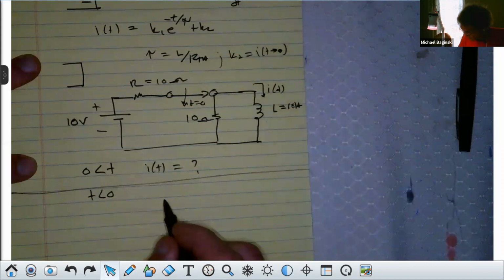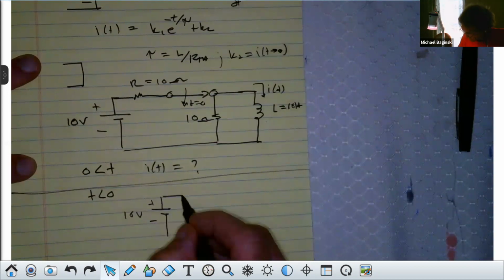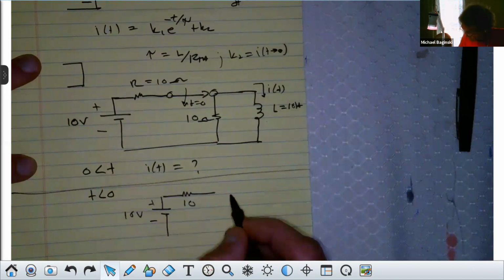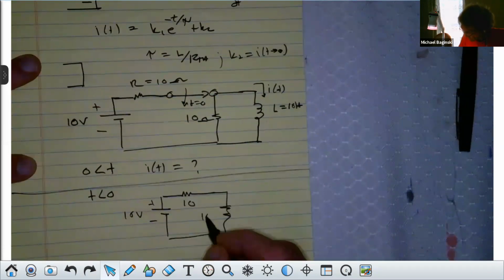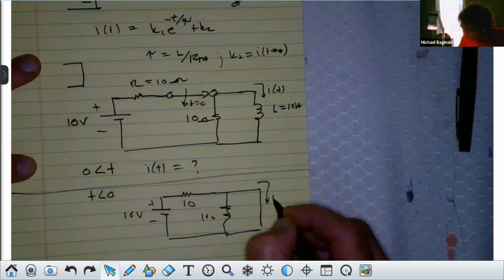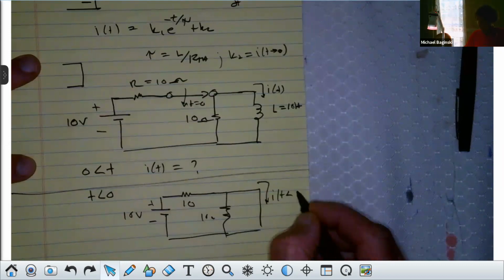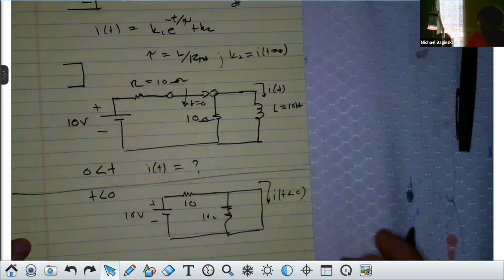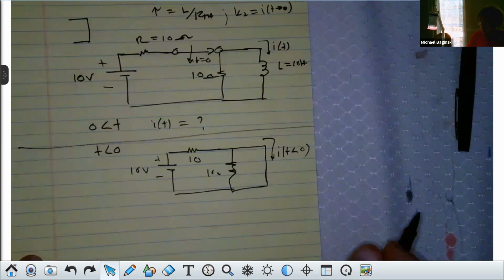I'm going to draw it because people will have questions. That's the current through the inductor for t less than 0, right? You agree with that drawing? It's a lousy drawing, but you all agree with it? Yes. All right, now I have a question for you.